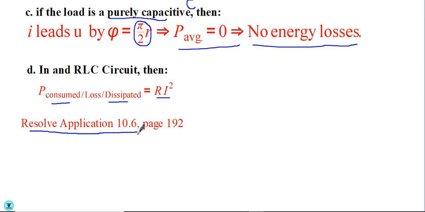Please resolve application 10.6, page 192 from the book.